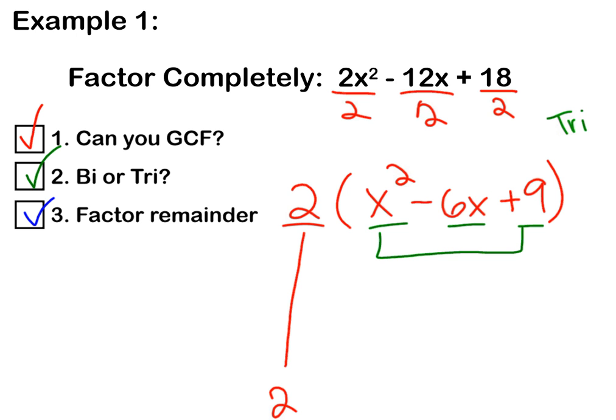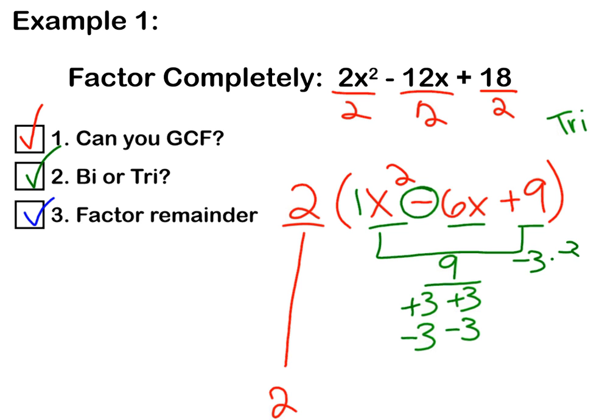So here we multiply 1 times 9 to get positive 9. I list my factors. I know that positive 3 and positive 3 multiply to positive 9, but they don't make negative 6. So then I change their signs to negative 3 and negative 3. I know that negative 3 times negative 3 equals positive 9. I also know negative 3 plus negative 3 adds to negative 6. So those are going to be my winning factors.